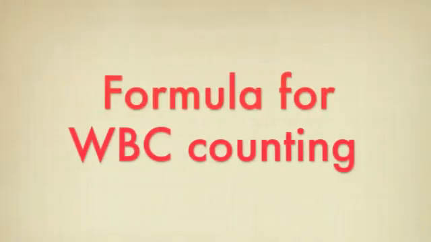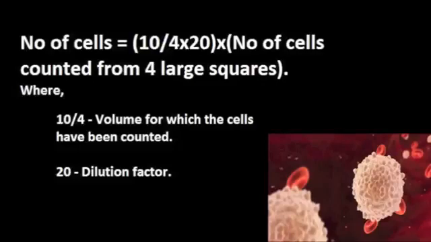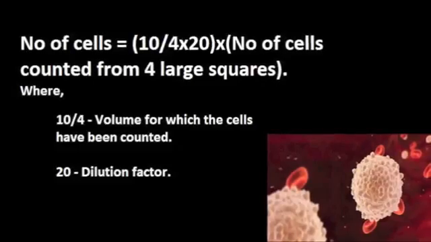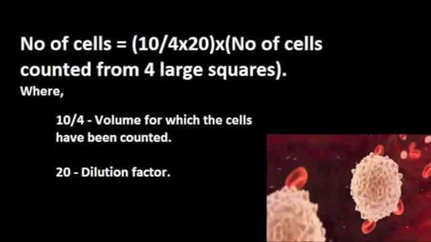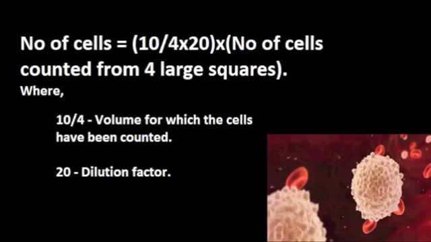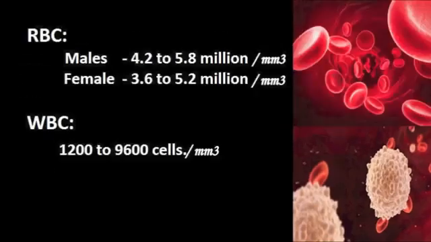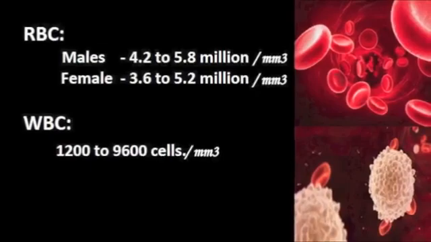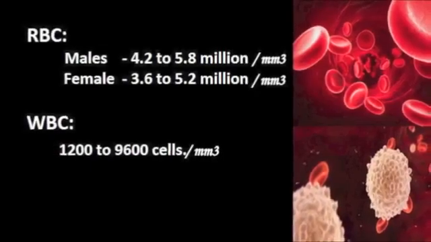Formula for WBC counting: number of cells is equal to 10 by 4 into 20 into the number of cells counted from 4 large squares, where 10 by 4 is the volume for which cells have been counted and 20 is the dilution factor. Normally, RBC count in males is 4.2 to 5.8 million per millimeter cube, while in females it is 3.6 to 5.2 million per millimeter cube. WBC count is 1200 to 9600 cells per millimeter cube.